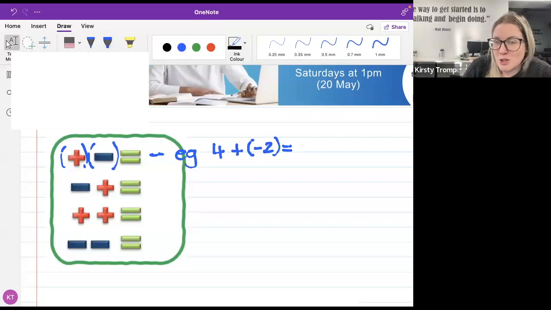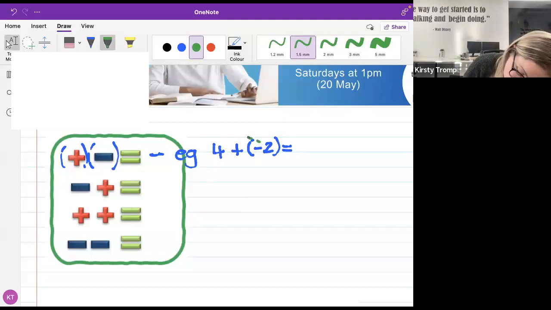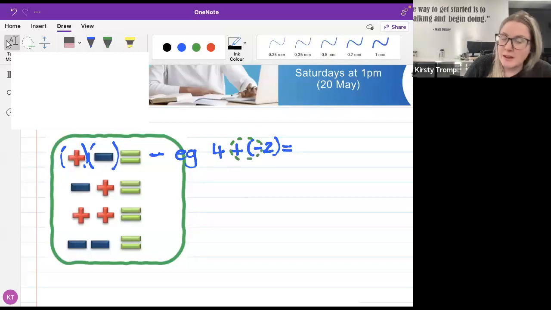So for example, if we had 4 plus, and in a bracket, negative 2 equals, okay, when we're solving that sum, what would you go and do? We'd go and we would draw a circle around the signs that are next to each other. We'd say to ourselves, we've got a positive sign and a negative sign next to each other. Because those positive and negative signs are right next to each other, we're going to cross those out and it's going to become a negative. So 4 minus 2 is going to give us 2.